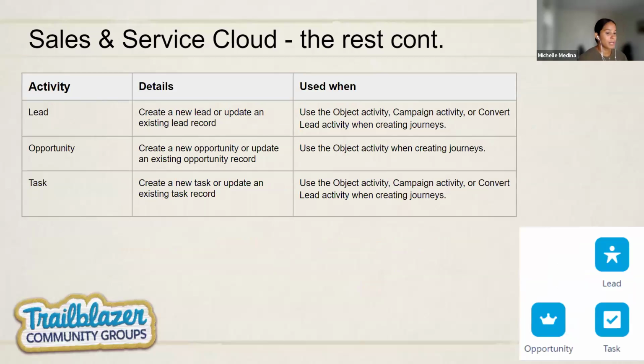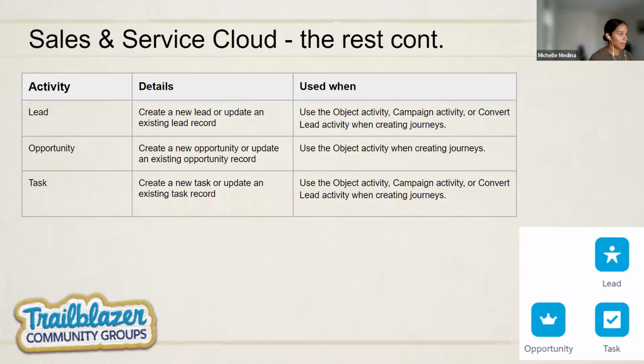And then the 3 other activities within the Sales and Service section are the lead activity. So again, you can create a new lead or update an existing one, and that object activity will do that for you as well. Then you have the opportunity, which is similar, right? You'll create a new one or can update an existing opportunity record. And you have tasks. So again, it'll create a new task or update an existing task record as well. And as mentioned, typically it's best practice to use that object activity.